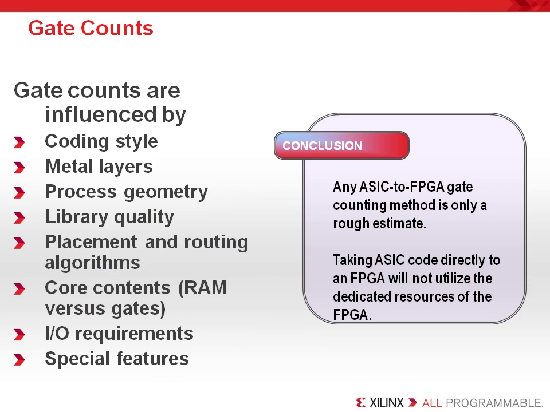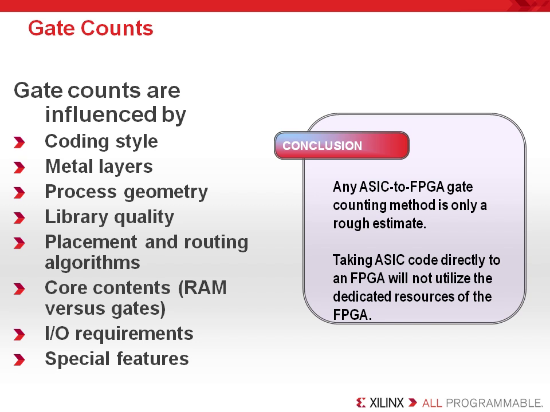So what influences gate counts? Well, obviously the coding style, the number of metal layers, the process geometry of the FPGA. A huge one, of course, is the ASIC library quality, because those libraries are very different from FPGA libraries. But also placement and routing algorithms, which will dictate the final number of programmable interconnects used, the core contents, the I/O requirements, and any special features that are included in the design.